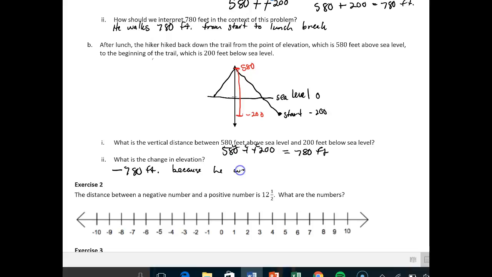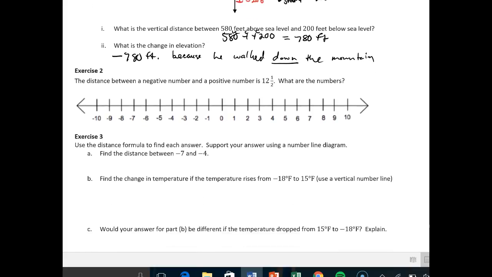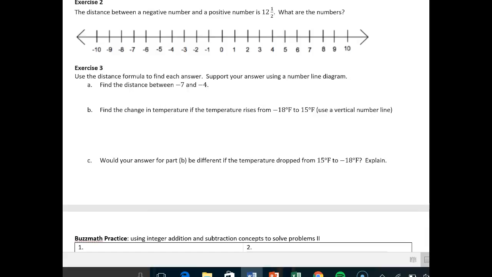he walked down the mountain. Keyword down, right? When he was walking up it was a positive 780, but because he walked down the mountain, it's negative 780. Just tricky. You gotta be very careful about the words in that problem.